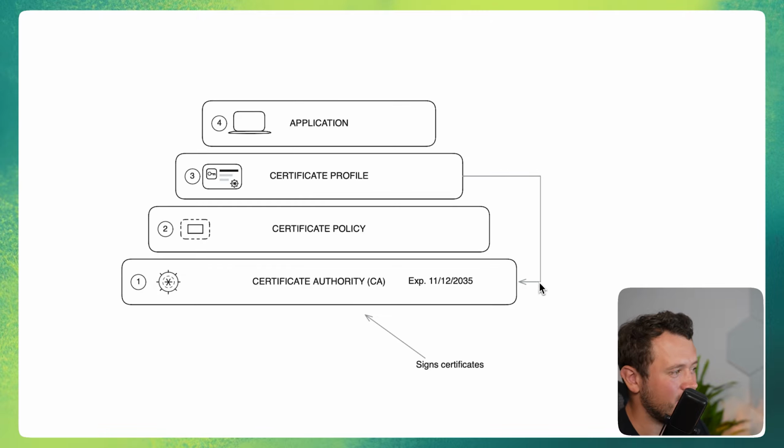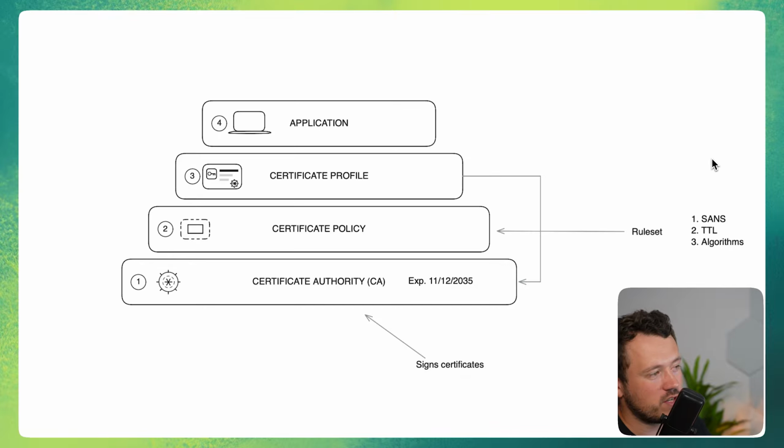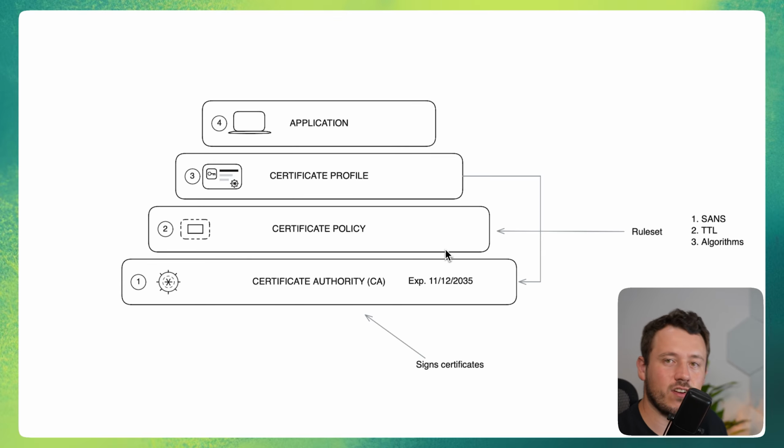Now, above the CA in Infisical, we have our second layer of abstraction, which is our certificate policy. Certificate policy is a rule set for what's allowed to be issued at all. So, for example, which subject attributes can appear in a certificate, which subject alternative names, the time to live, so how long our certificate can remain valid, which algorithms and key usages are acceptable. And when we make our policy, you're going to see that we can either allow, deny, or require certain things. These are the rules for how things are issued.